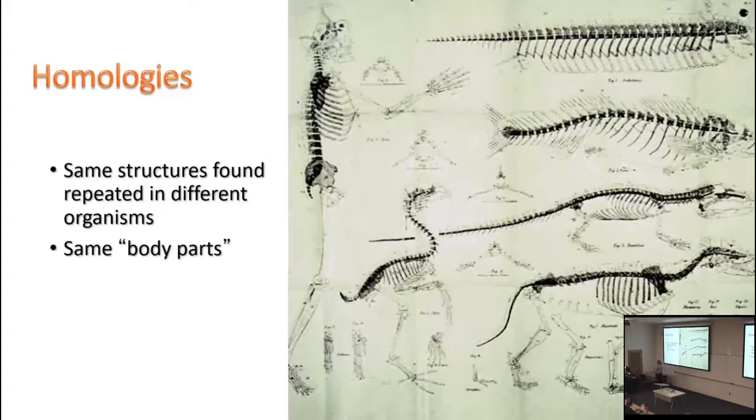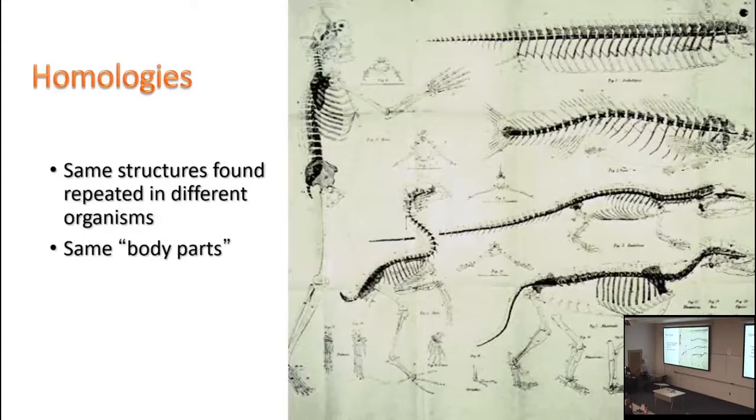So what we're talking about here is more formally called homologies. A homologous structure is the same structure found repeated in different organisms. Or we could say literally the same body part. And comparative anatomy really dawned by understanding the existence of homology, so by recognizing the homologous body parts of related organisms.